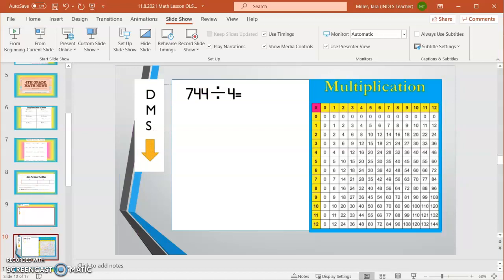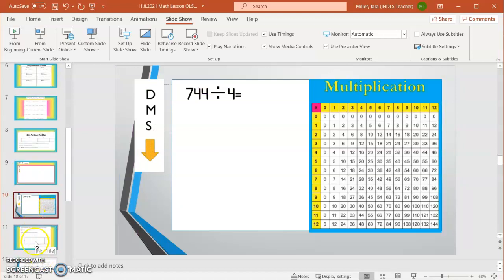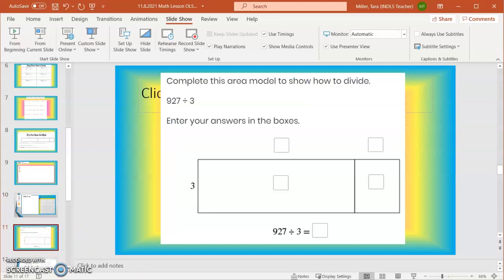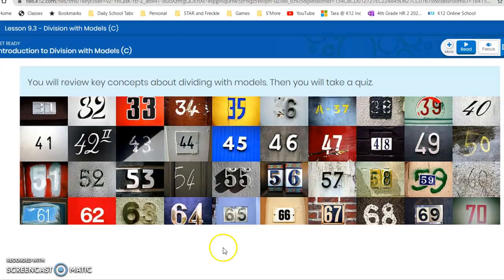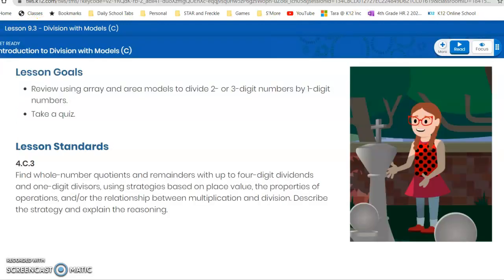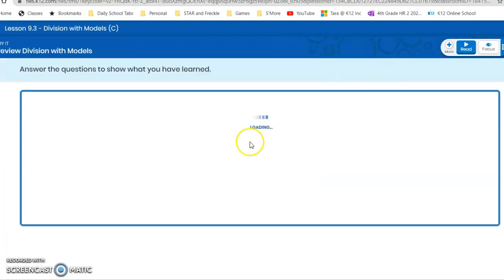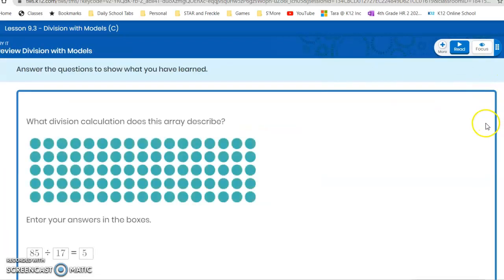I'm going to do a few of these activities together because today in your lesson 9.3, your job is going to be finding whole number quotients and remainders with up to 4-digit dividends. So I thought I'd take a look and we could do some of these together.